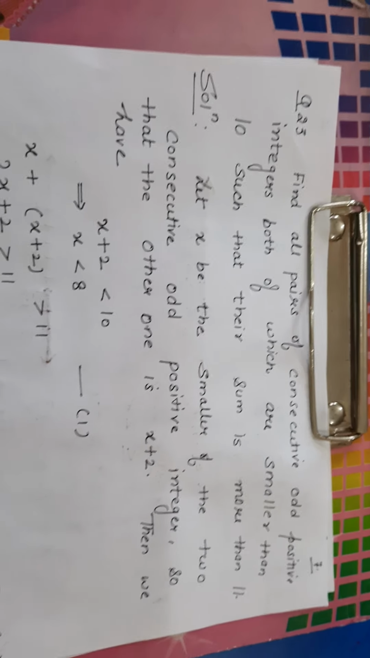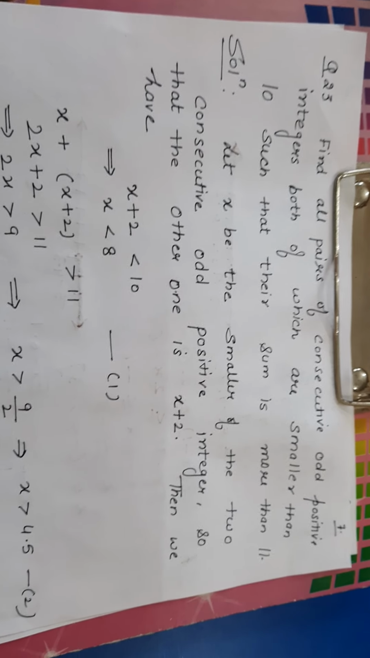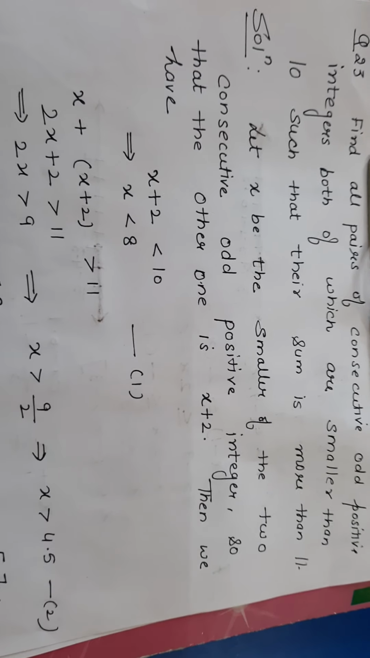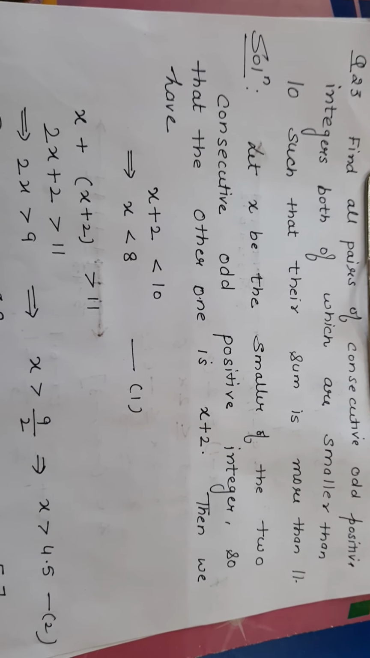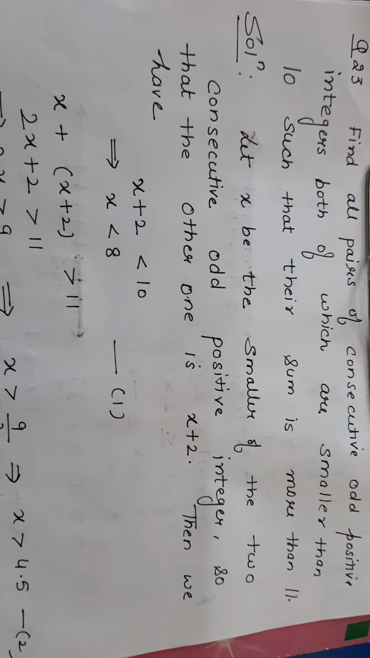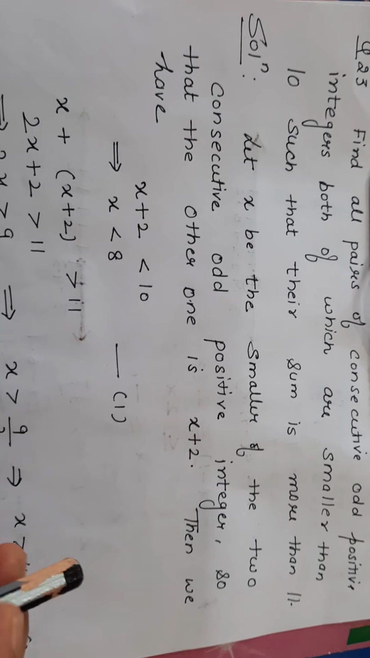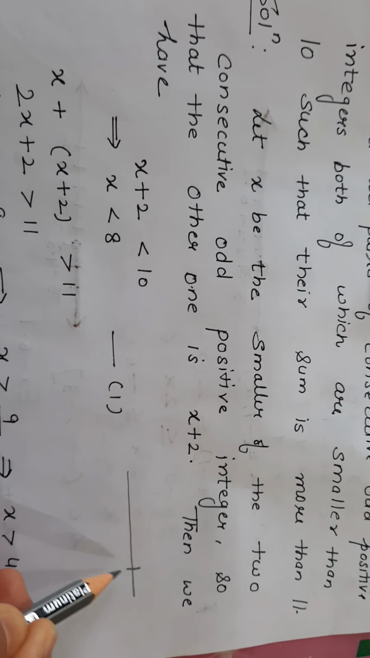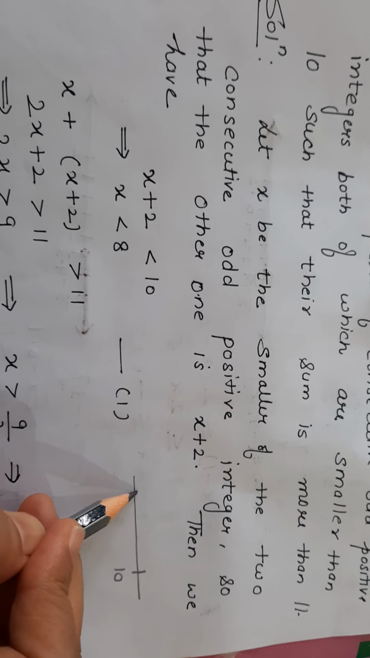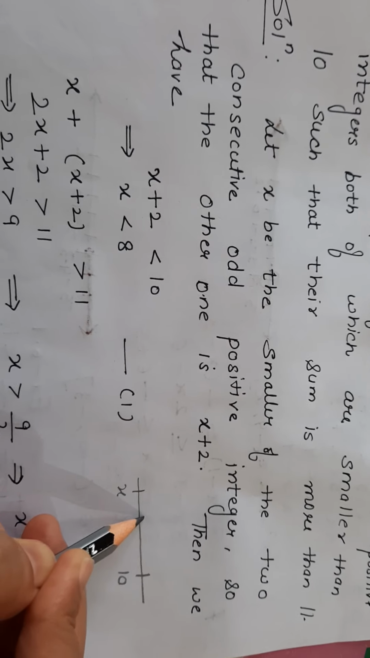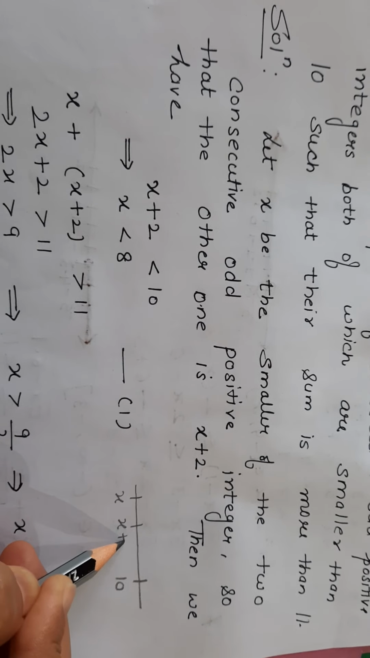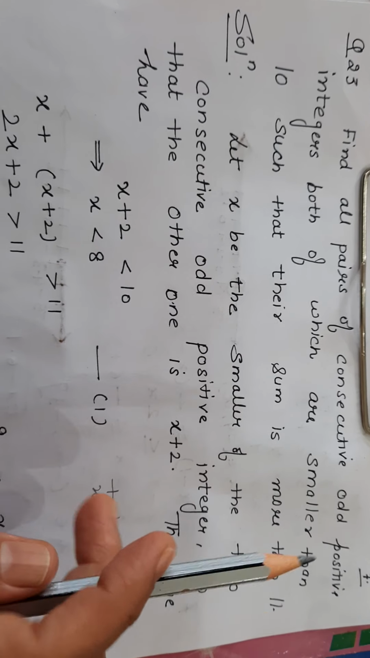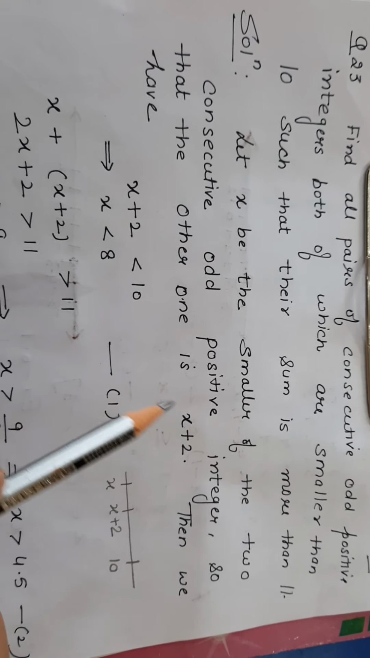So we suppose that let x be the smaller of two consecutive odd positive integers. So the other will be x plus 2. Now we are given the first condition that both are smaller than 10. Just look here. If here you have 10 on number line, look, this is x and this is x plus 2. Clearly x plus 2 is always greater than x because we are finding the positive odd consecutive integers, right?